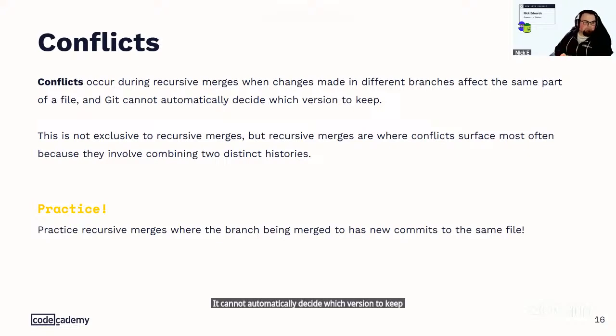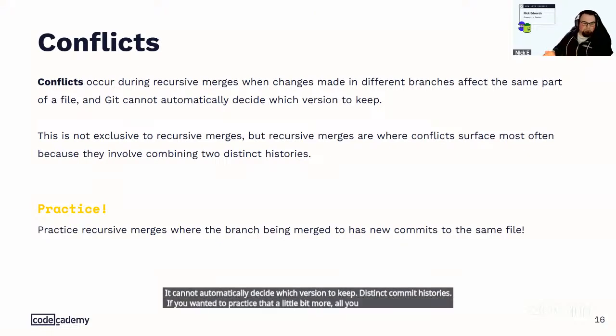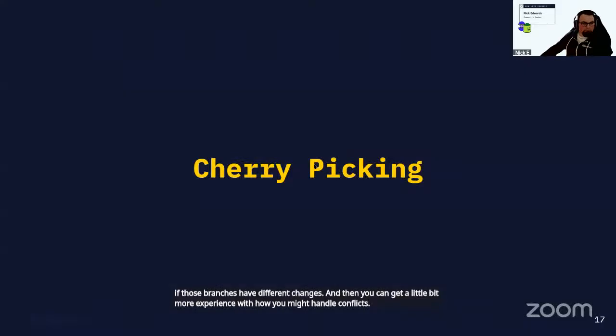Distinct commit histories. If you wanted to practice that a little bit more, all you would need to do is just create a repository, create different branches, create commits within those branches, and then practice merging the code between the branches, especially if those branches have different changes. And then you can get a little bit more experience with how you might handle conflicts.